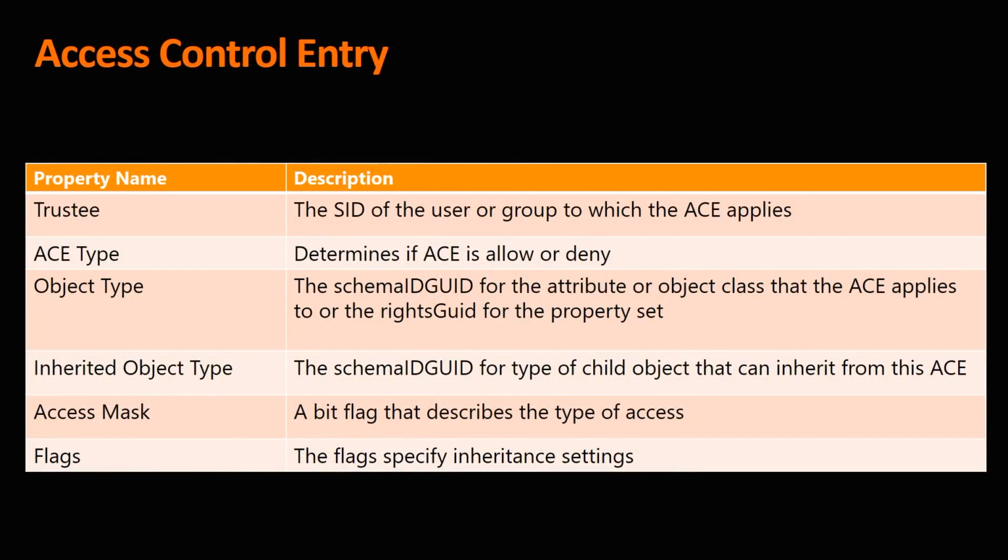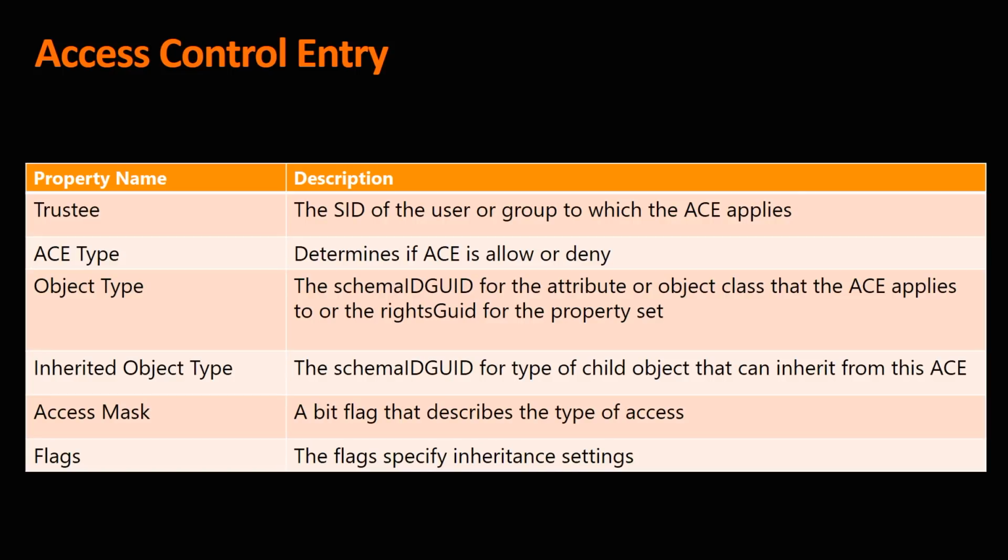Those two lists consist of ACEs. Today we are focused on DACL. Each access control entry consists of the following properties. We've got a trustee, so this is the SID of a user or group to which the ACE applies. Pretty straightforward. For instance, user Christian. ACE type. This determines if the ACE is allow access or deny access.